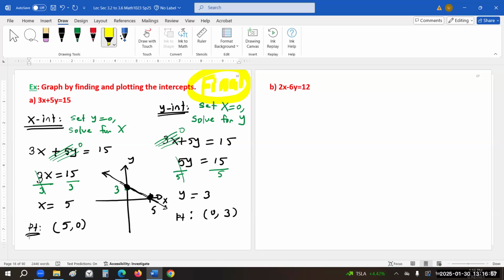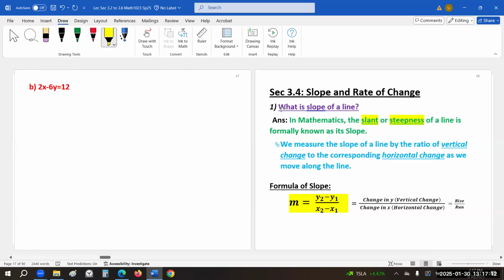So how are you guys doing with x and y intercept? You don't have to do it alone. You can talk to your neighbor if you need help, or if you think they need help, help them. And if you're done, you can copy the note.